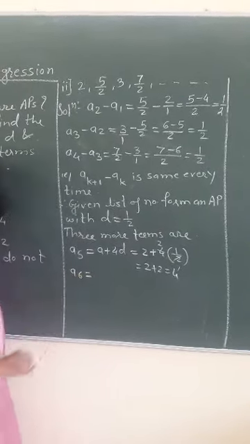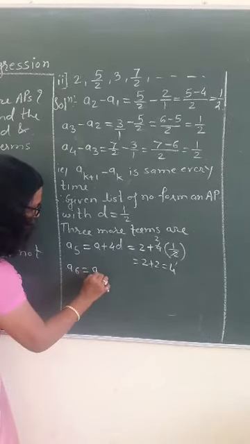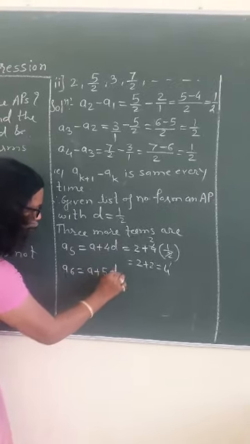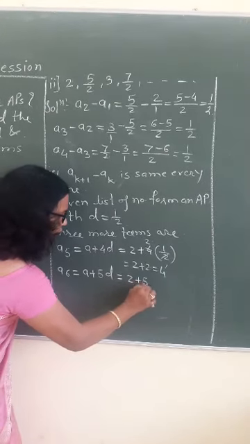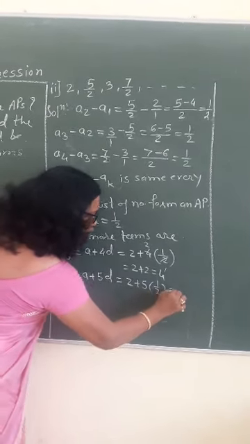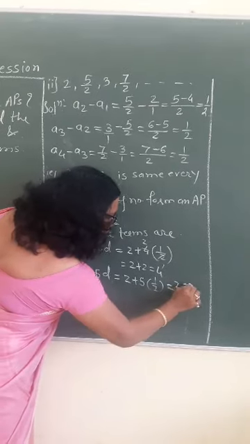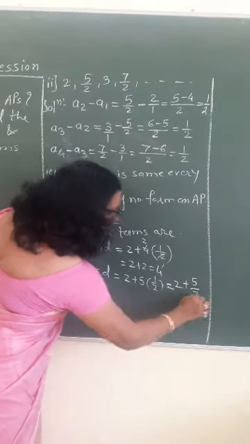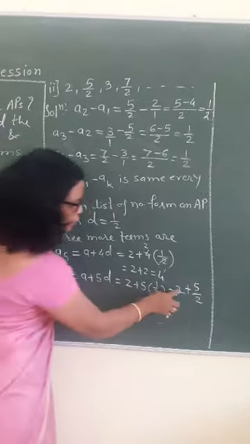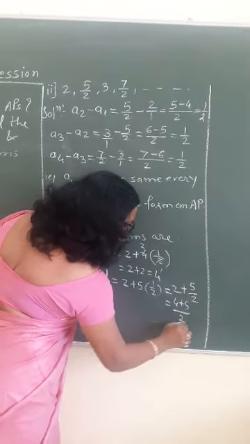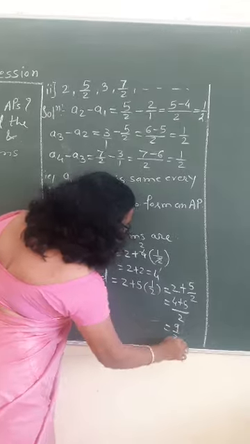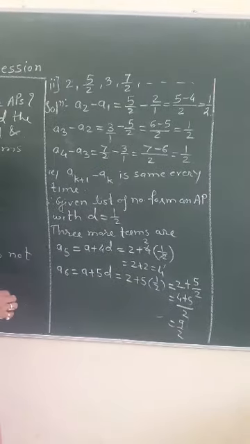Next term is 6, A6. A6 means a plus 5d formula, which is equal to 2 plus 5 times 1 by 2. So 2 plus 5 by 2. Can you tell me 2 plus 5 by 2? 2 2s are 4, so you will get 4 plus 5 by 2 means 9 by 2. This is the 6th term.